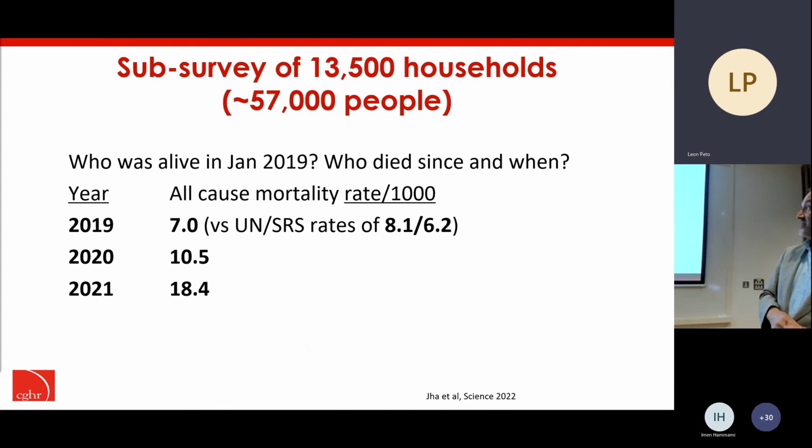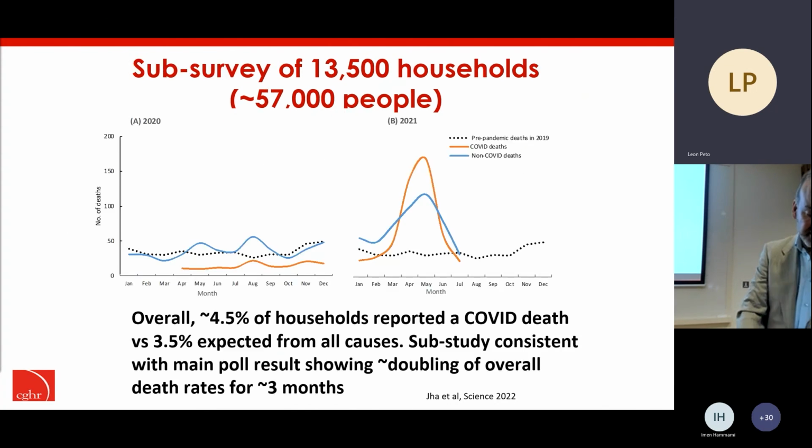When we looked at the sub-survey, we were able to ask very simply who was alive in January, who died, and then look at the death rates, which you see before you. In 2019, the crude death rate was 7. It's more or less what is estimated by the UN of 8.1, a little lower. By 2020, it had gone up to 10.5. By 2021, it is 18.4. So a colossal short-term increase. And then in this survey, we were able to ask whether people thought it was a COVID death or not a COVID death, which is shown in the blue and red. And the key is that there was an increase in both deaths, both COVID and non-COVID.